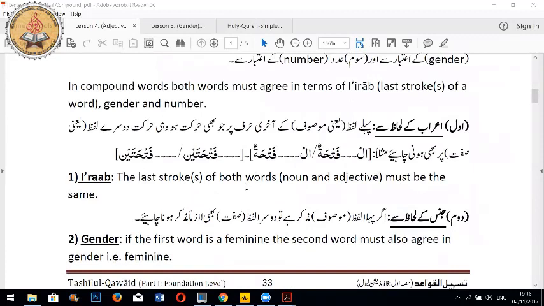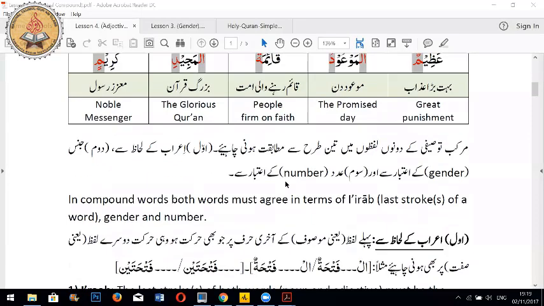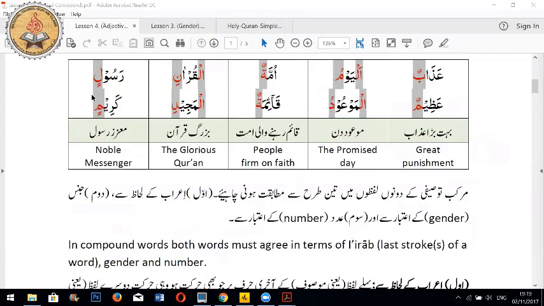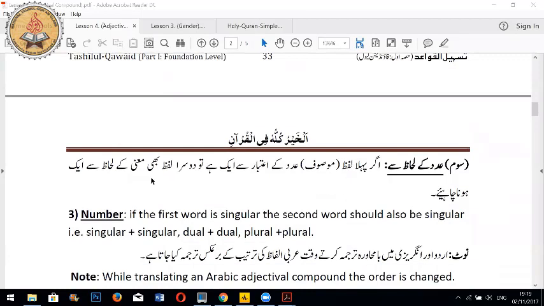First of all, the last strokes of both words, noun and adjective, mawsuf and sifat, must be the same, as mentioned before. Gender: if the first word is feminine, the second word must also agree in gender, feminine to feminine, like ummatun qa'imatun. Rasulin, Rasul is male, Karimin is also male. And the third is number: if the first word in the compound is singular, the second word should also be singular.